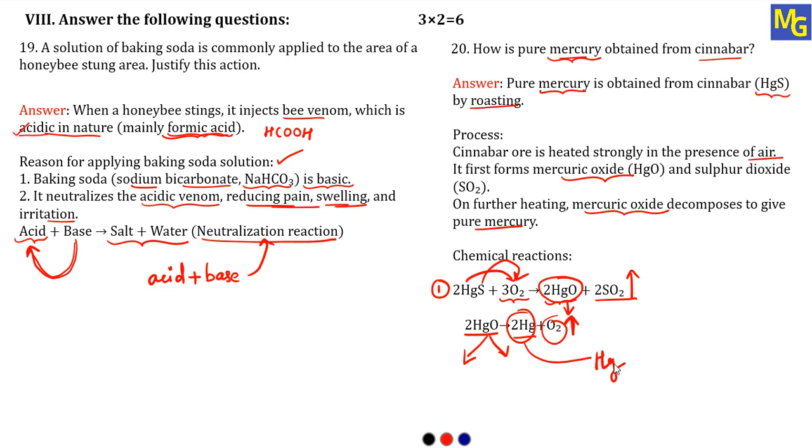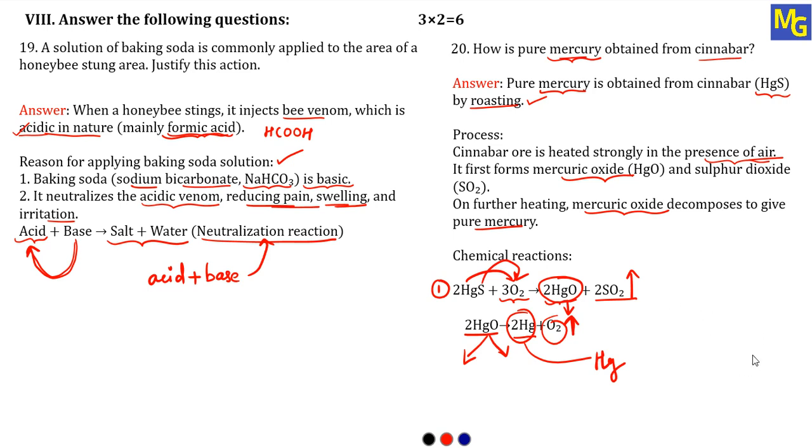So remember, the process used for this method is called roasting. There is one more method which is called calcination. So calcination means heating in absence of oxygen or limited oxygen. But roasting means, remember, heating in presence of more oxygen. Sometimes differences between roasting and calcination also will be asked.